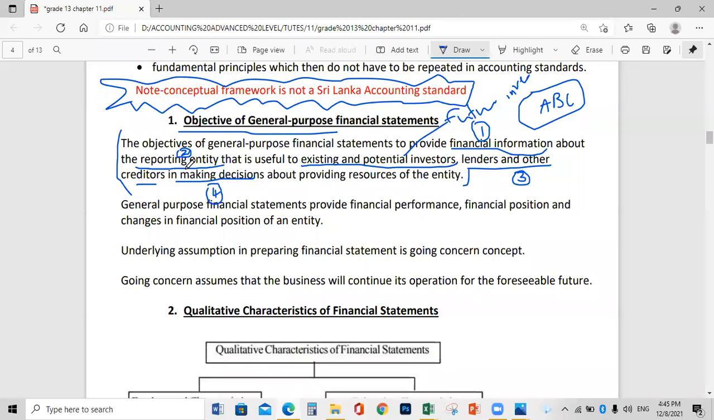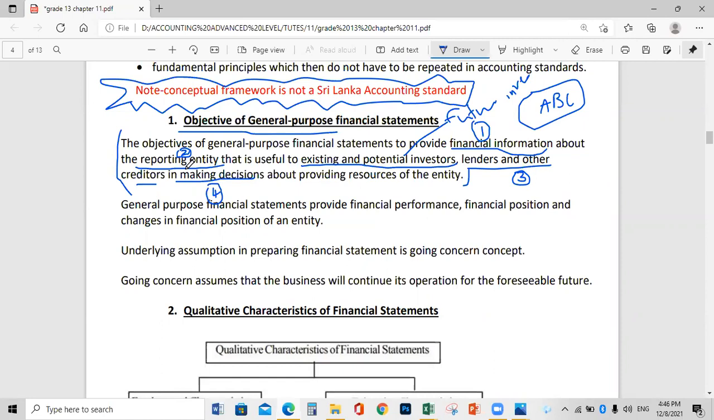So every party, for example, investors, why do they need information? Investors need information to see how much dividend they will get, whether they are going to keep the shares or sell them, because they don't want another investor.